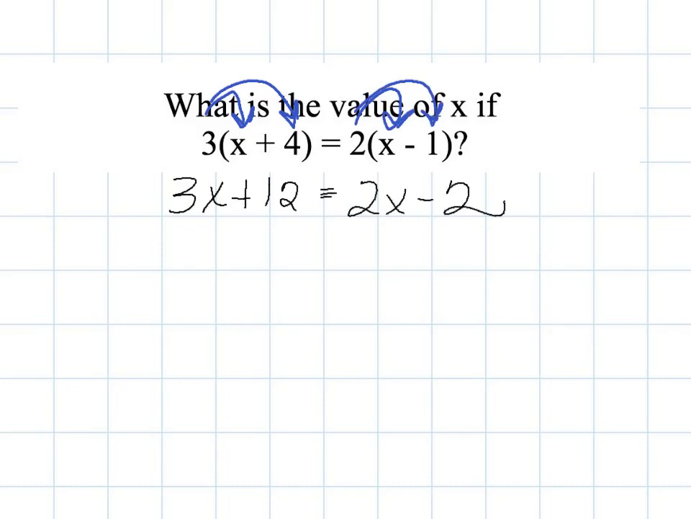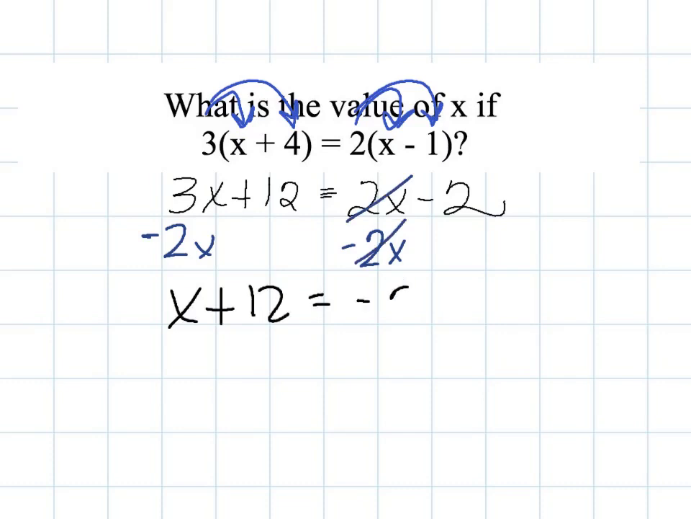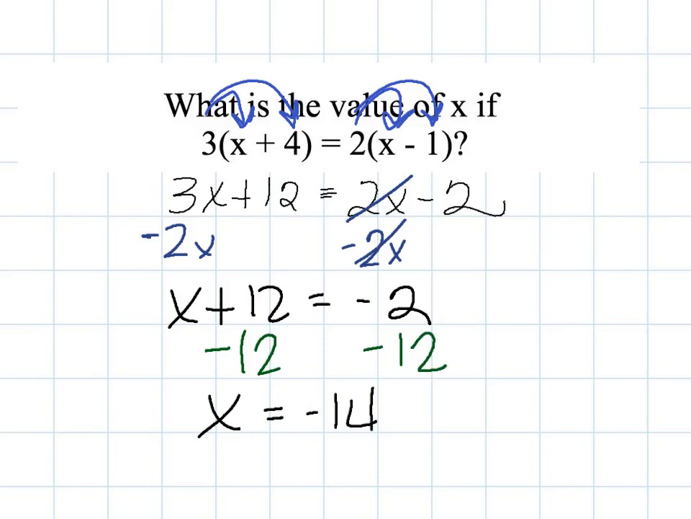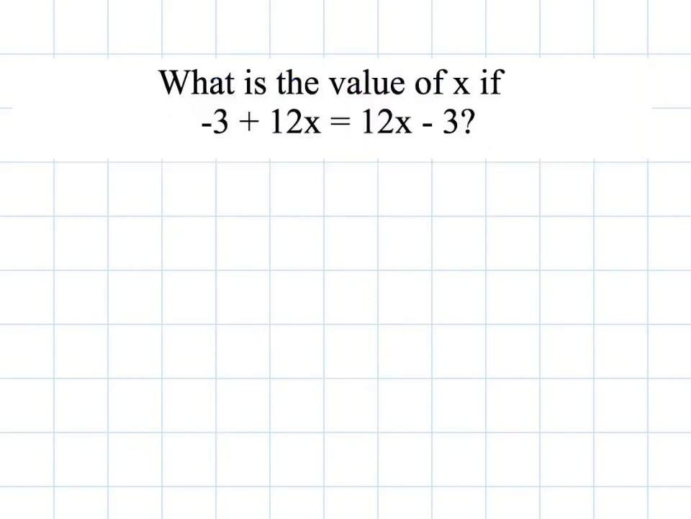And then from there you solve it. So we are going to subtract 2x from both sides. That's going to cancel it from there. And then you've got x plus 12 equals negative 2. So then your next move is to subtract 12 from both sides, and you get x equals negative 14. And then I'll leave it up to you to go back and check your answer. Okay? Next one, go ahead and copy, pause, and give that one a shot.